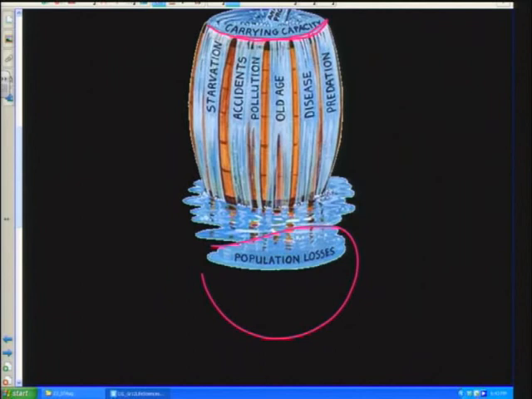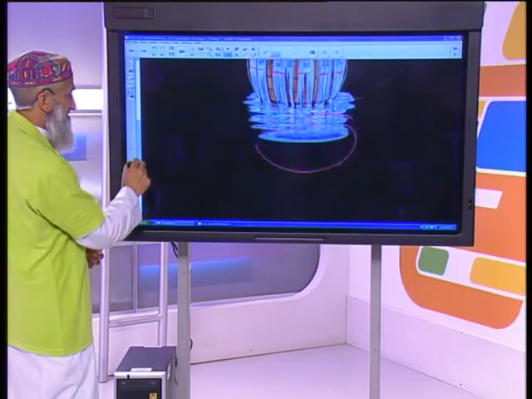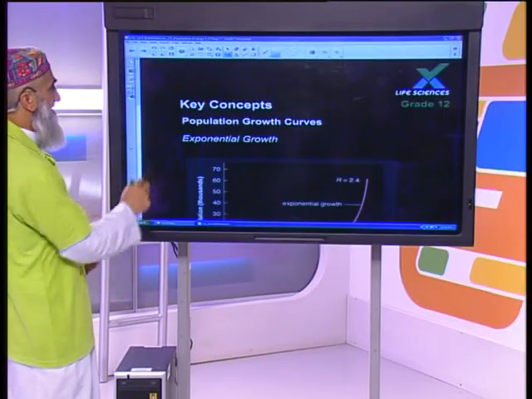Has to go in there. And some of the things that cause population losses: starvation, because competition is taking place, accidents, pollution, old age, where the animals just reach old age and die, disease, predation, where other animals eat them, or whatever else happens there. So that's what we're talking about in terms of carrying capacity.